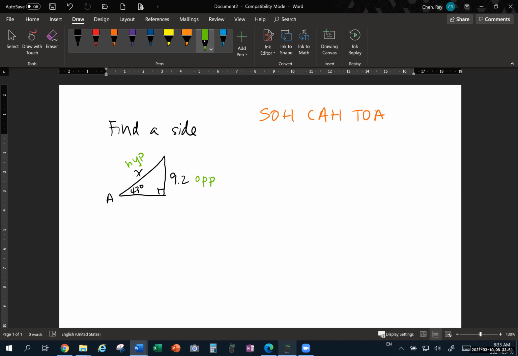Pause the video if you need a refresher to look at your previous notes. But this will help you to set up what we're going to use. We're not going to use tangent because for tangent, we need the opposite side and adjacent side. We only have the opposite side. So we're not going to use this. We're not going to use cosine because, again, although we want to find the hypotenuse, the adjacent side is still not given to us, so we can't use that. So we're going to use sine to set this up.